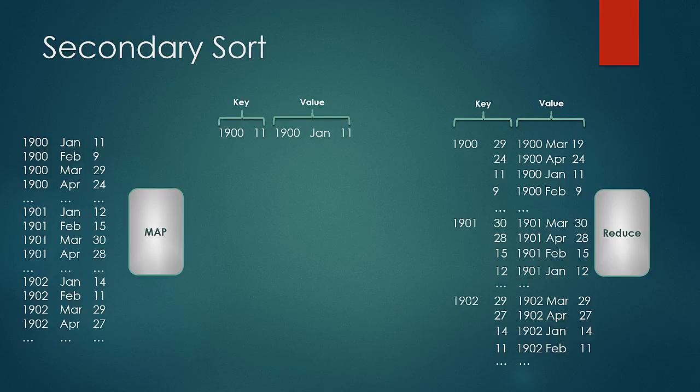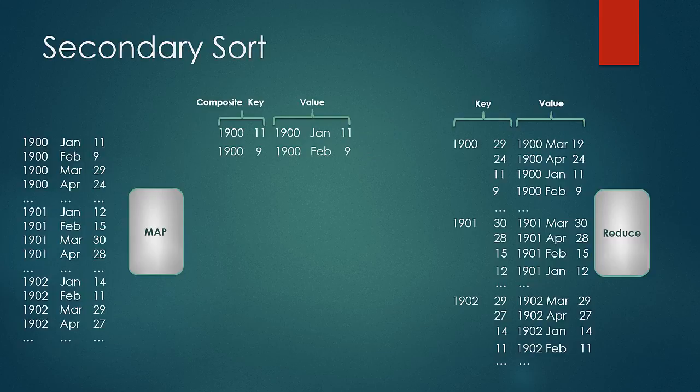But what happens in this case is that for another record, 1900,9, the key would have a different hash code than the previous record with the key 1900,11. And so these two records would go to two different reducers instead of the same reducer. This would not be a good case for us. So in this case, we learn a new concept of composite keys.